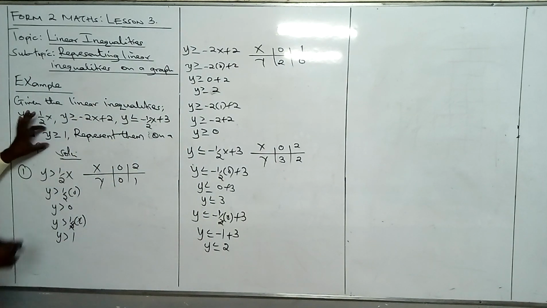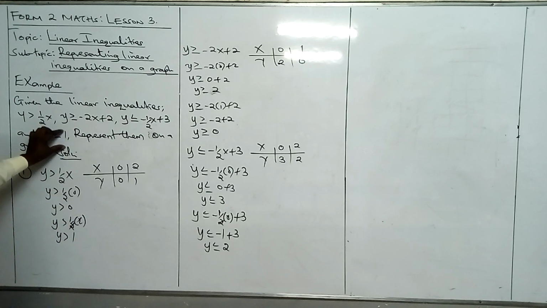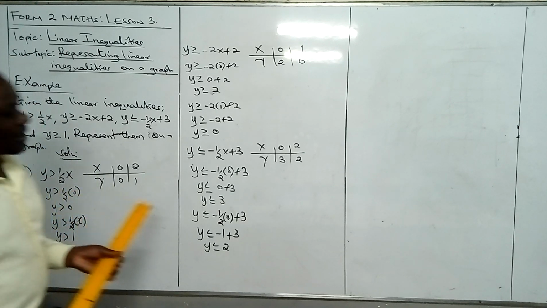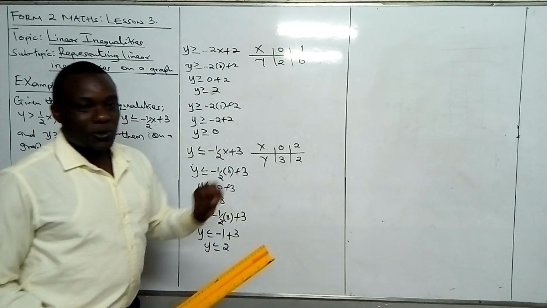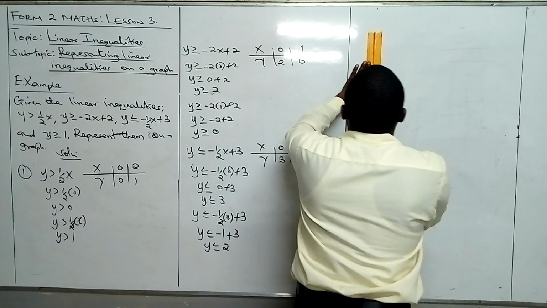The last one is y greater than or equal to 1. For this one we have 1 unknown. So I am going to show you how we represent this one on the graph. Now I want us to draw a very simple graph which we will use.